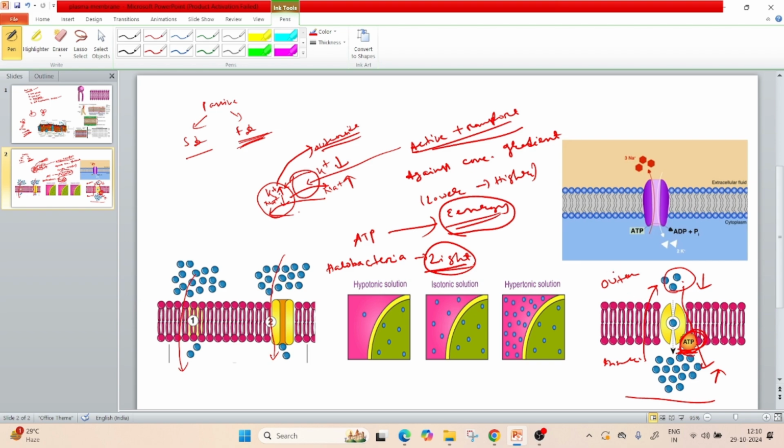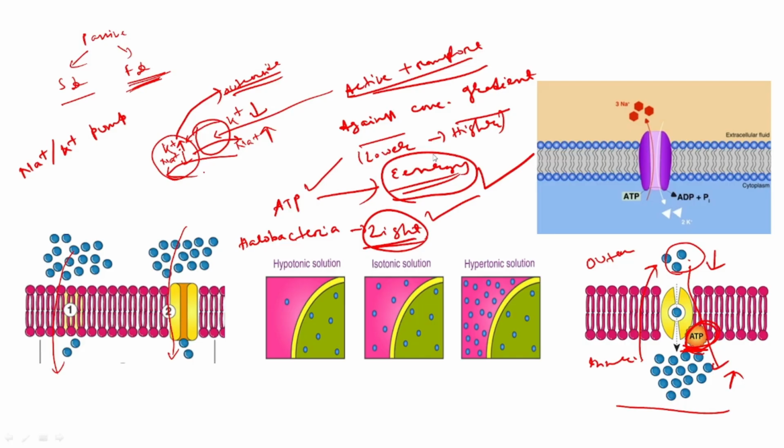So that means in the active transport, or the transport which moves against the concentration gradient, that means from the lower to higher concentration, the energy is needed. Either it may be in the form of ATP or it may be in the form of light. Okay. So one of the most important examples is the sodium potassium pump. This is the sodium potassium pump.